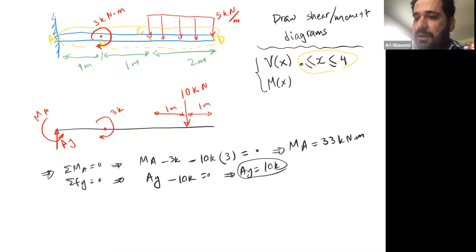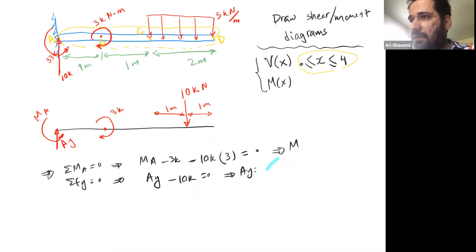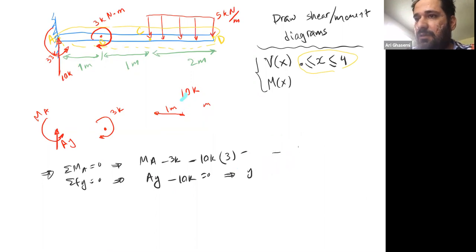So let's put it here. Let's go back to the original system. So you have MA, which is this way positive, and its value is equal to 33K. And also, you have AY this way, and its value is equal to 10K. Now you can safely erase these pre-calculations, open up some space.